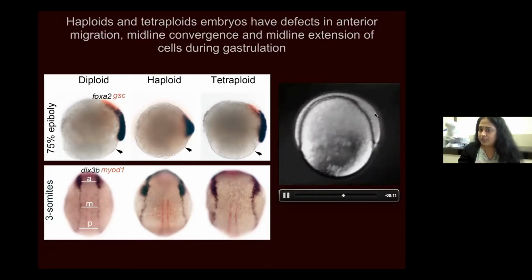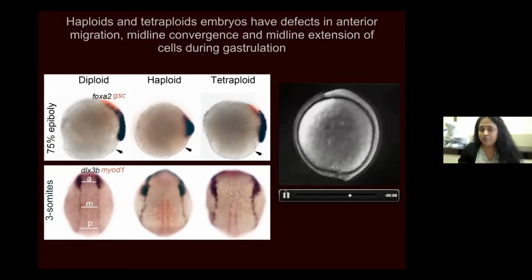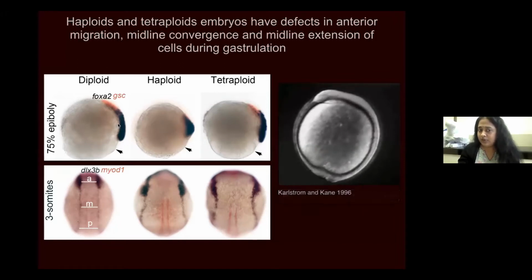So if you focus, there is a shield which goes to the top. So that movement is called anterior migration. So cells are here and they crawl all the way to the top. This anterior migration is compromised in the haploids.